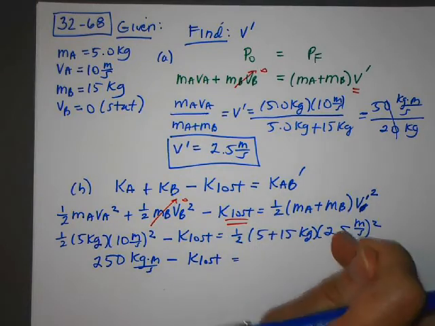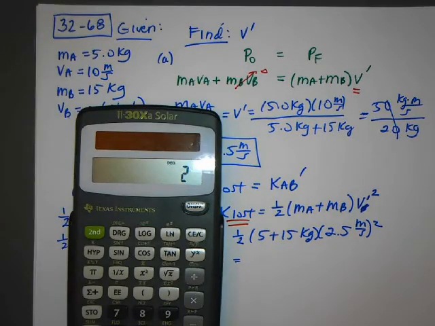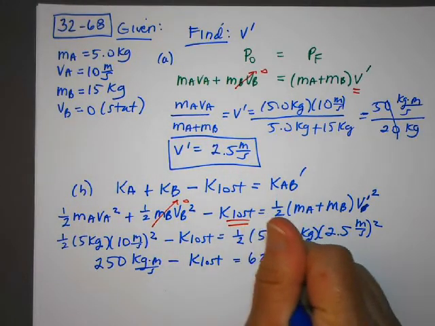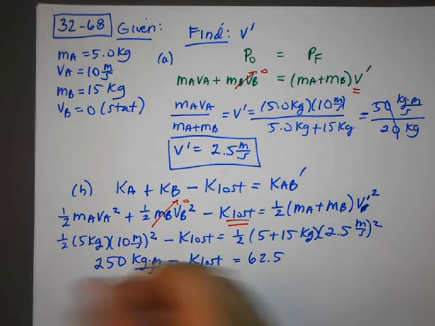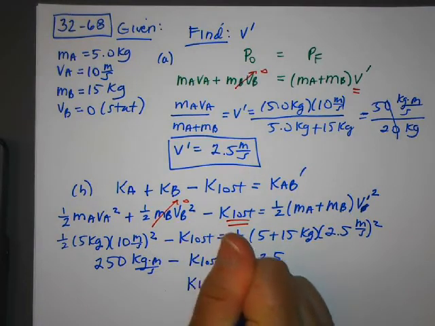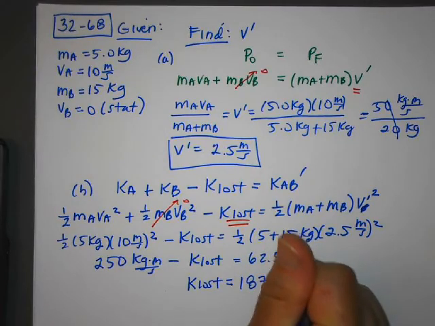Now, if I wanted to, again, I should probably rearrange and solve for that. It's going to be 2.5 squared times 20 divided by 2. So we're going to have 2.5 squared times 20 divided by 2 is 62.5. So K lost is going to be this minus that. So 250 minus 62.5. So K lost is equal to 187.5 joules.